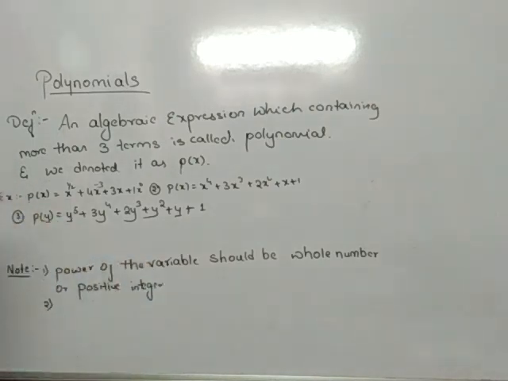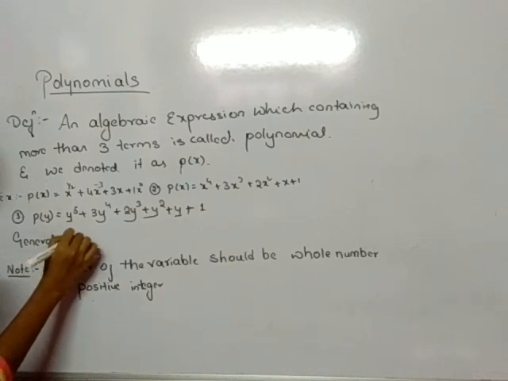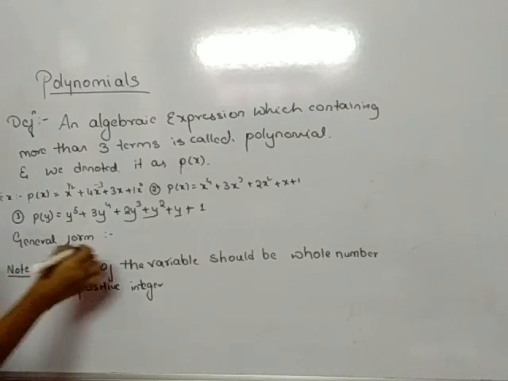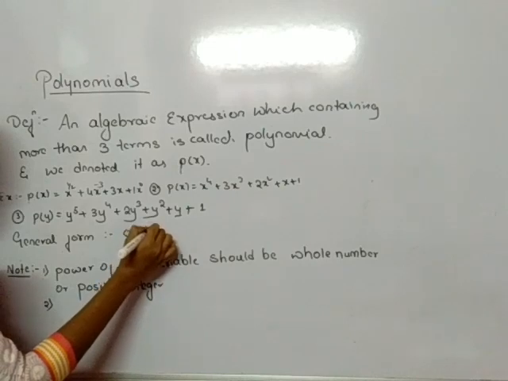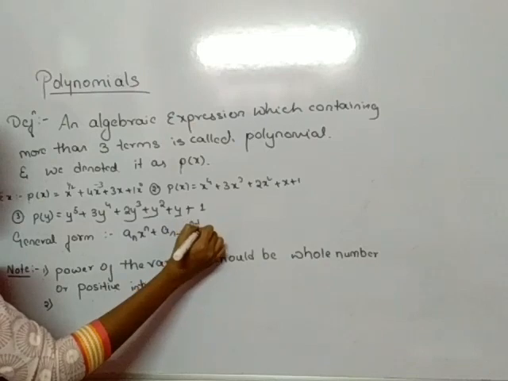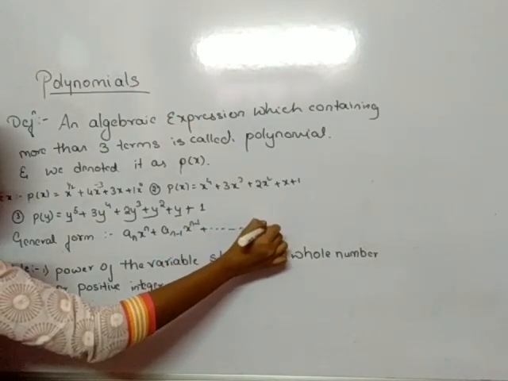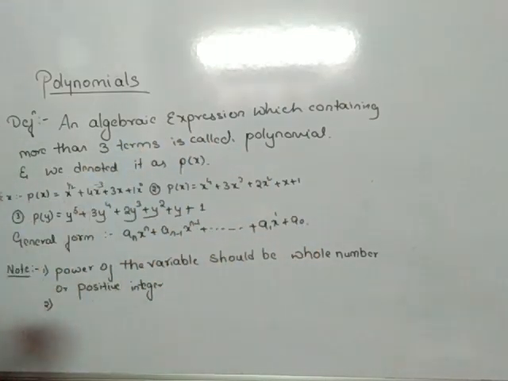Okay, now let us know the general form of a polynomial. The general form of a polynomial is a n into x raised to n plus a n minus 1 x raised to n minus 1 plus so on, again plus a1 x raised to 1 plus a naught. This is the general form of a polynomial.